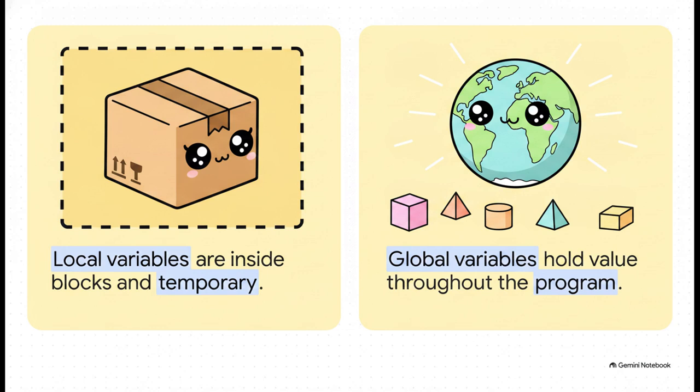Global variables, on the other hand, are defined outside of all functions. They hold their value throughout the entire program. But because global variables can be accessed from anywhere, you have to use them with extreme caution so you don't accidentally confuse the computer and overwrite important data.